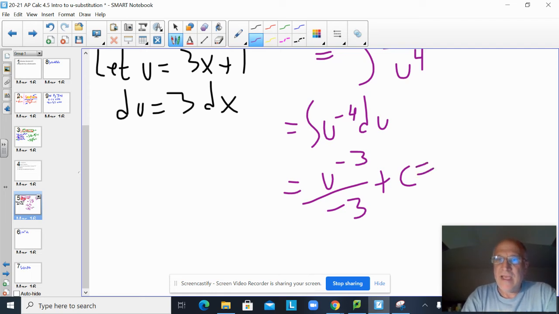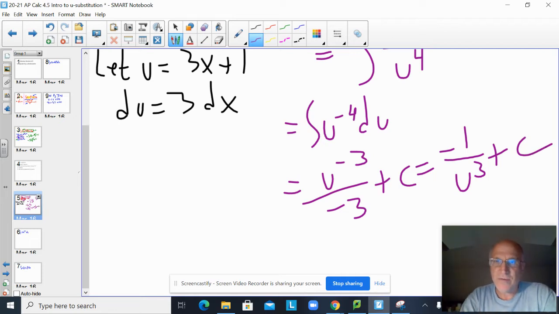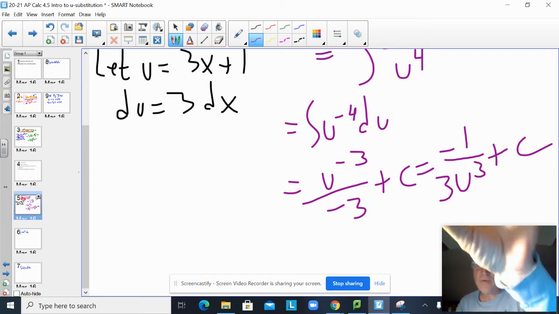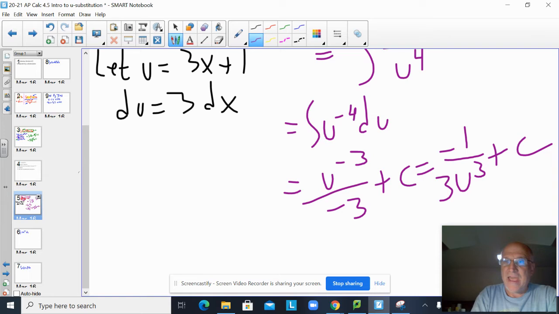And now I might write that as, first of all, let's clean up the exponent stuff. This is maybe negative 1 over u cubed plus c. Make sure I did that correctly. Nope, I lost a 3. Negative 1 over 3u cubed plus c. That just moved the u to the negative third to the bottom. And then I can't stop there.